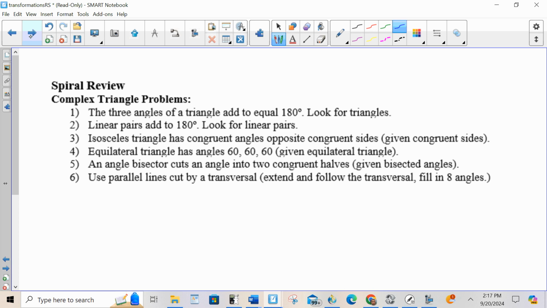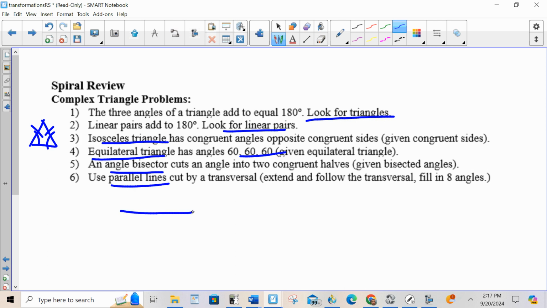Our complex triangle problems. Look for linear pairs. Look for angles of a triangle. If you have an isosceles triangle, you mark the sides. You mark the angles opposite them. Equilateral, 60, 60, 60. Angle bisector cuts an angle in half. And parallel, you follow the transversal.